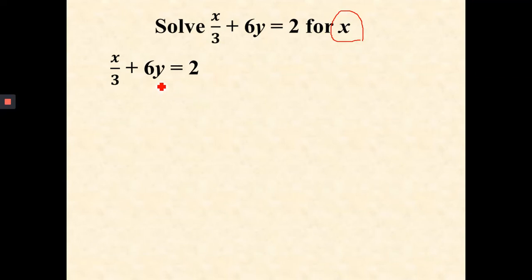So what is the best thing that we're going to do? In order to solve for the value of x, I would suggest that we first eliminate the denominator. Okay? Let us identify the denominator of each term. What is the denominator here? It is 3. How about 6y? What is the denominator? It is 1. How about 2? What is the denominator? It is 1 also. Okay?